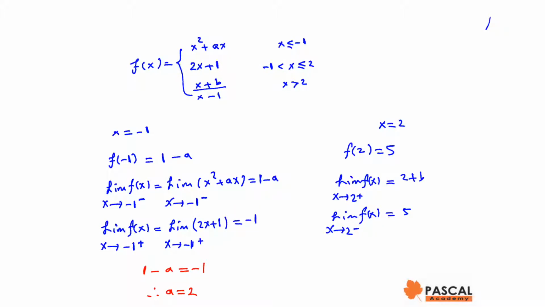f(x) is continuous at x equals 2 when 2 + b is 5. This means b must be 3. Therefore, f(x) is always continuous if a is 2 and b is 3.